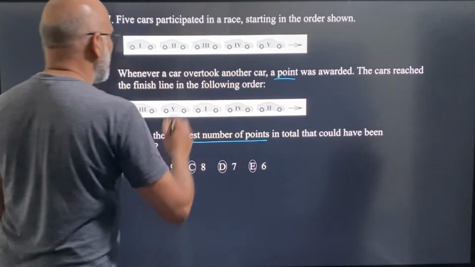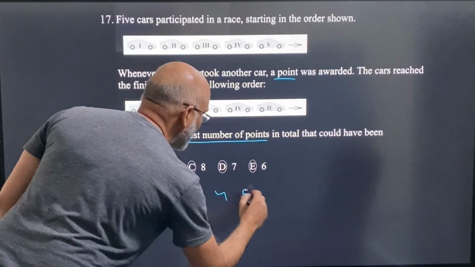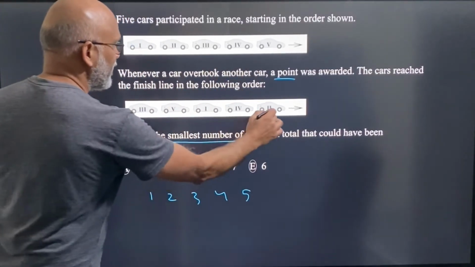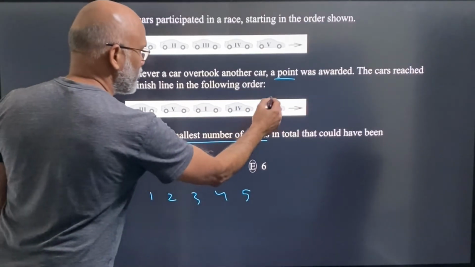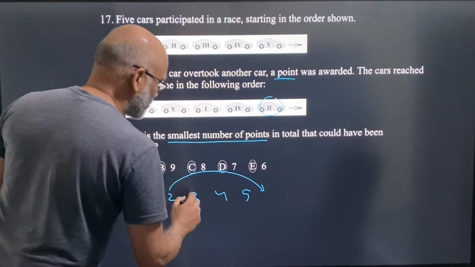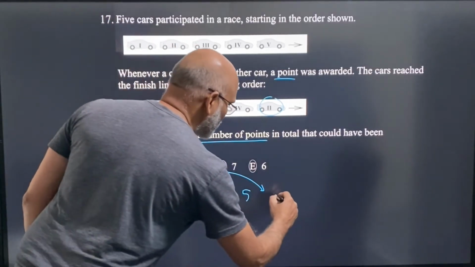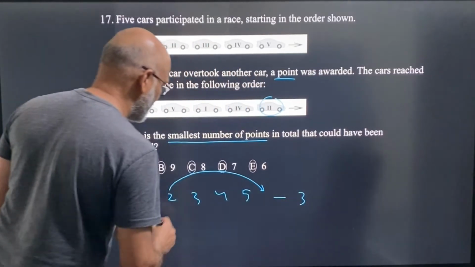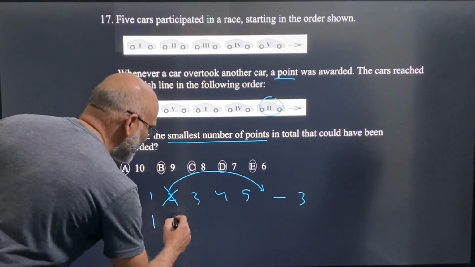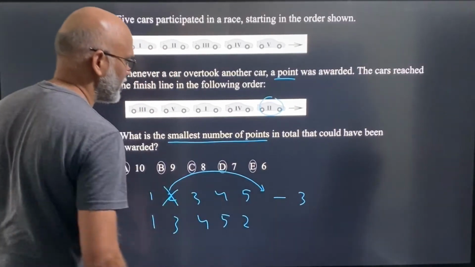All right. So let me write down the cars. 1, 2, 3, 4, 5. They are in order. And I want to arrive at this configuration. I see that number 2 is in the front. The 2 needs to go here. So it needs to overtake 1, 2, 3 cars, and for each car it overtakes, I get a point. So 3 cars it overtakes, I get 3 points. All right, so 2 is gone there. So I'm left with 1, and then 3, 4, 5, and 2 is in the front now.